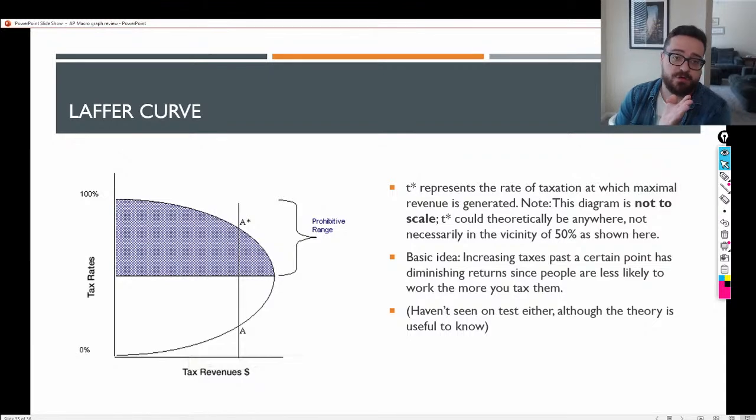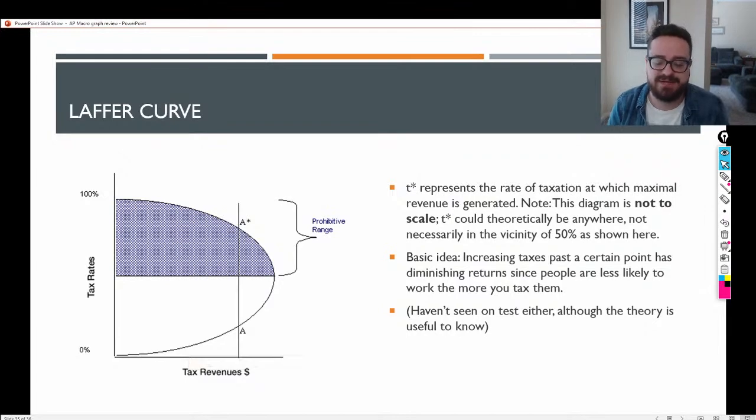It's called the Laffer curve. It looks weird. It looks kind of confusing. Tax revenue goes up as tax rate goes up, but then eventually goes back down as tax rate goes up. That's weird. This diagram is not to scale. It's not always at 50% that it's the turning point. It's just an example. Here's the idea. The idea is more important than the visual.